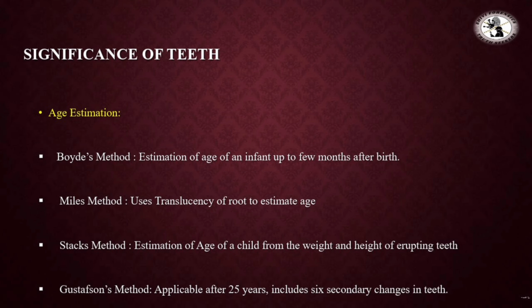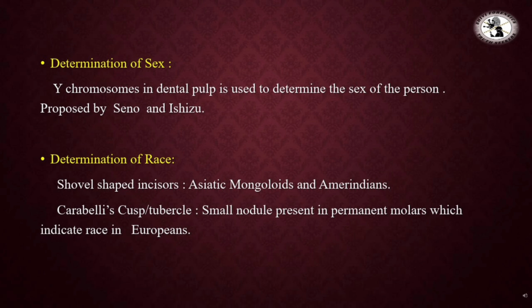Then root resorption. It is a decaying change which affects both the cementum and dentin part of a tooth. Then root transparency or translucency. This is the most important and most reliable criterion. Determination of sex from teeth. Y chromosomes in the dental pulp are mainly used to determine the sex of a person. This is proposed by Seno and Ishizu.